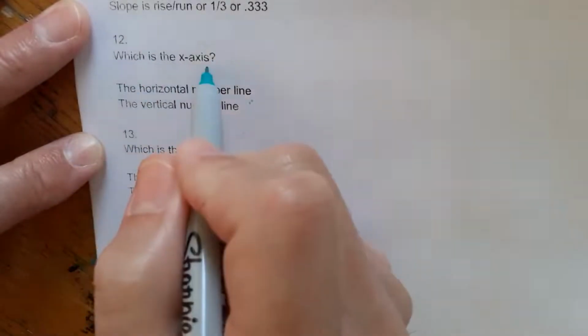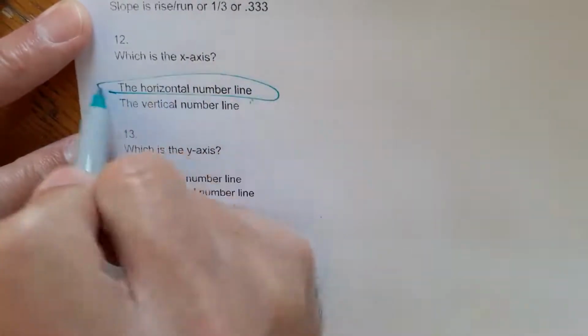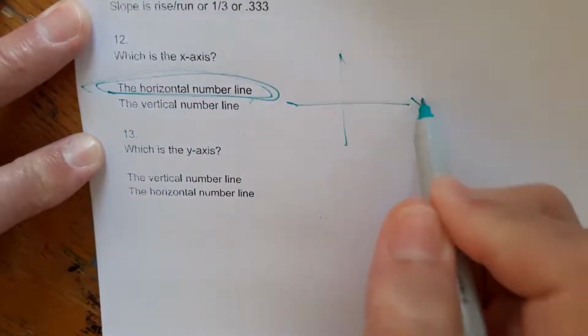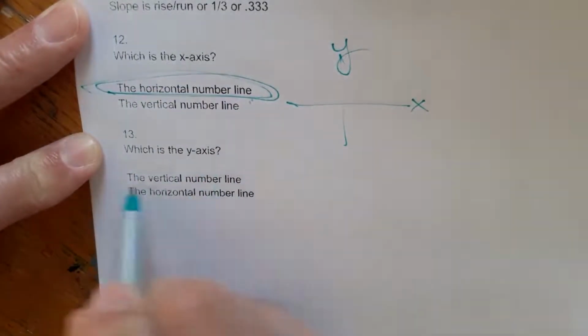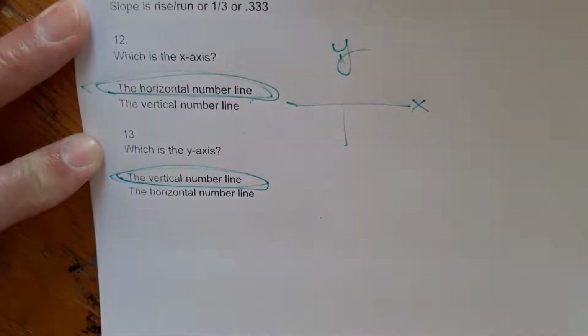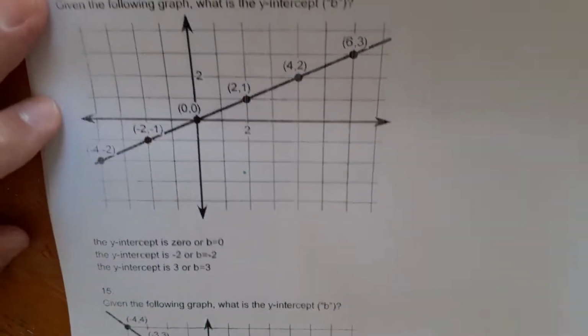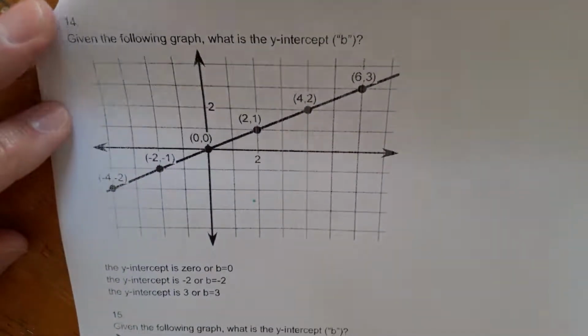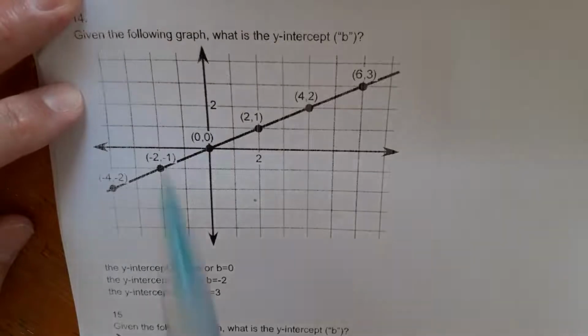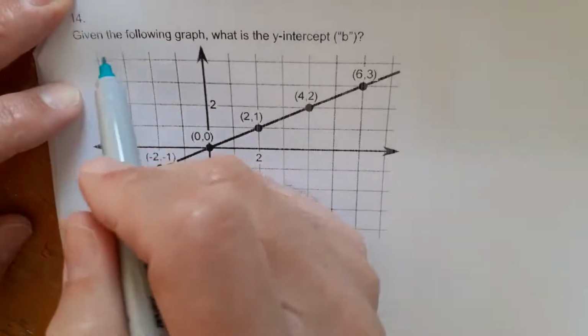Which is the x-axis? Oh, it's always the horizontal, you guys. Always. This one is x, this one is y. Which is the y-axis? Vertical. Always, always, always. And I do remember a point in my high school career where I was like, can you switch the axes? Horizontal is always x, vertical is always y. That is a foundational understanding that if you keep in your mind will help you sort of have something to rely on.